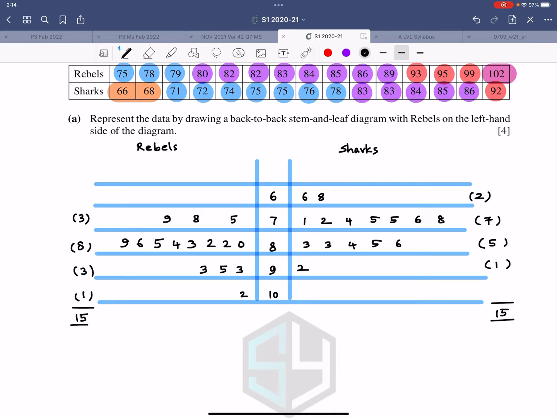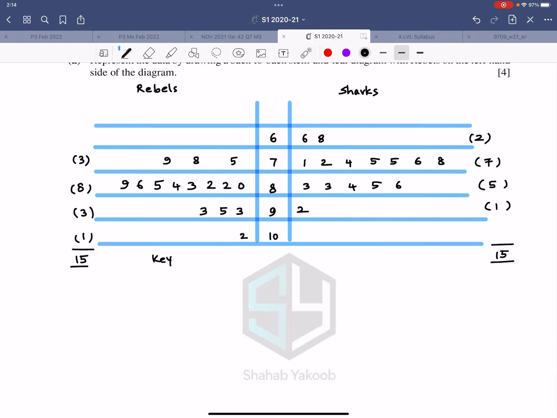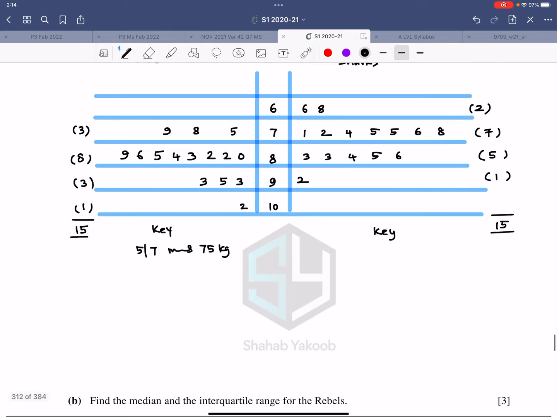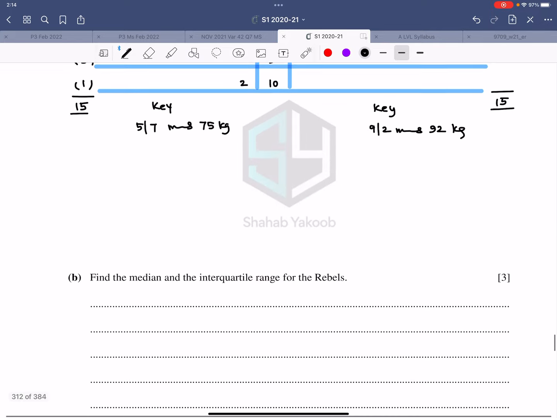What do I need? I should give a key. My habit is giving two separate keys for each one. For example, 5/7 means 75 kg. And over here, 9/2 means 92 kg. So that's kg. These are the weights. Find the median and interquartile range for the Rebels.